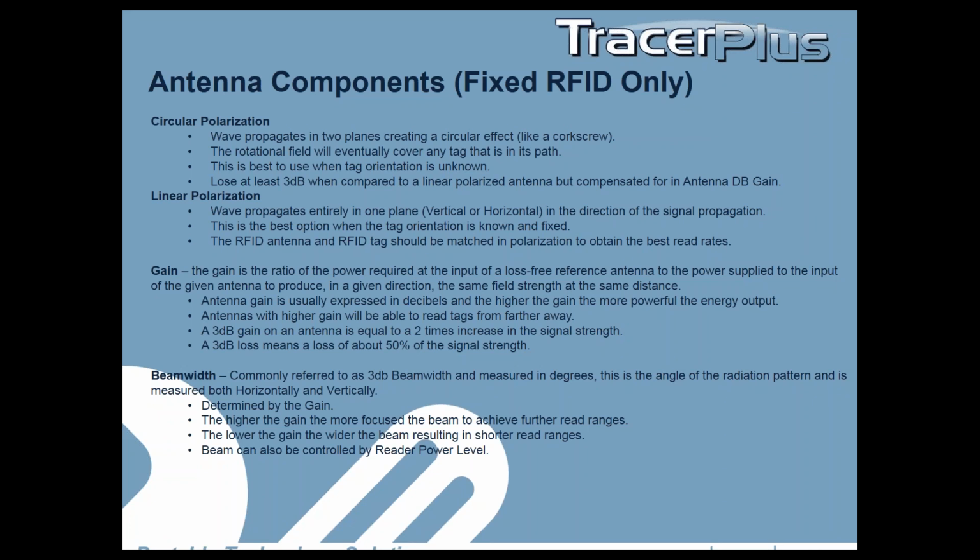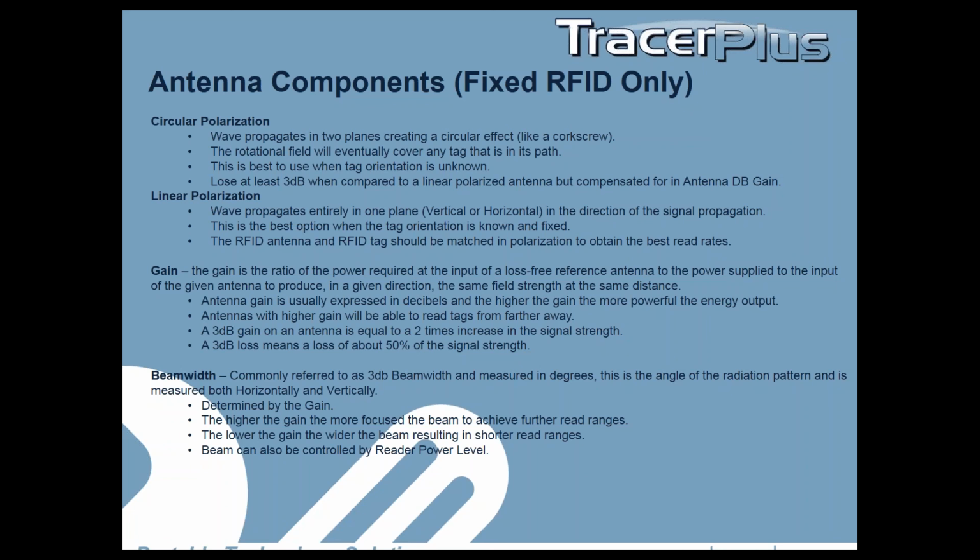All right, the next thing you'll see is the gain, sometimes referred to as dB gain. To get technical, it's the ratio of the power required at the input of a loss-free reference antenna to the power supplied to the input of the given antenna to produce, in a given direction, the same field strength at the same distance. Basically, antenna gain is expressed in decibels. The higher the gain, the more powerful the energy output, and typically the better read range and performance you will get. Antennas with higher gain will be able to read tags from farther away.